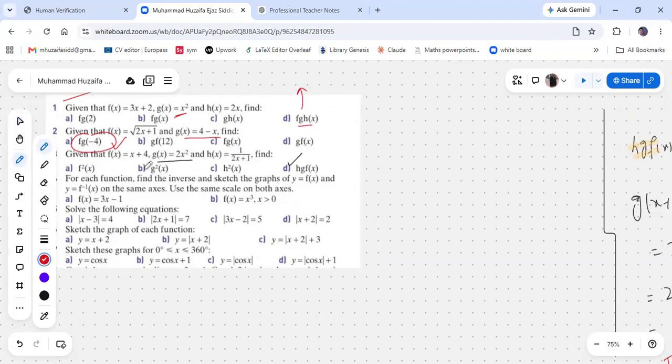For each function, find the inverse and sketch the graph of y is equal to f of x and y is equal to f inverse on the same axis. Use the same scale on both axes. Look here, again, our demand is on the same scale. So for a pro-level tip, for the direct function you can make the graph with a blue pen, and for the inverse function you can make your graph with a black pen. It differentiates between these two types of functions.